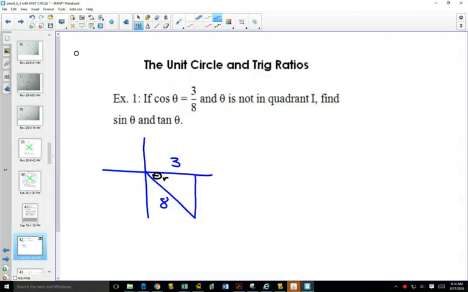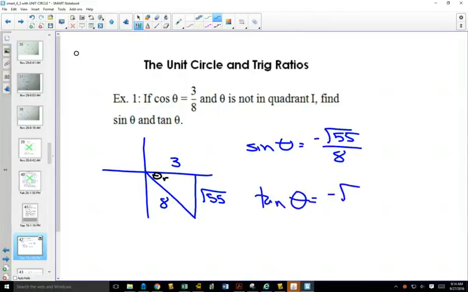a squared plus b squared equals c squared. So 64 minus 9, this will be square root of 55. And so now we can say that sine of theta is negative root 55 over 8, and tan of theta is negative root 55 over 3. So both sine and tan will be negative because they're in quadrant 4.